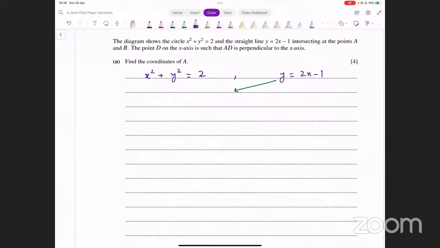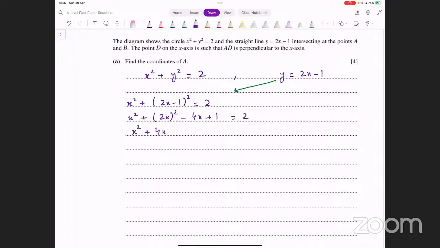So what does that give you? X squared plus y की जगह पे we have 2x minus 1. 2x minus 1 whole squared equals 2. Let's solve this equation. It becomes x squared plus, this is a minus b whole squared, which is a squared minus 2ab plus b squared. So this becomes 2x whole squared minus 2 into 2x, which is 4x plus 1 equals 2.